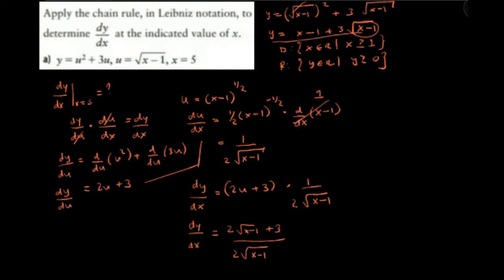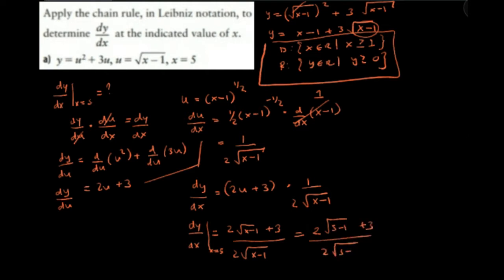Okay, now we can note here that the domain and the range contain restrictions. Specifically, we wanted to find the value of dy over dx when x is equal to 5. So if I plug in x equal to 5, you get 2 times the square root of 5 minus 1, plus 3, over 2 times the square root of 5 minus 1. We know that square roots can be positive and negative, but because y has to be greater than or equal to 0, we can only have positive values of the square root function.